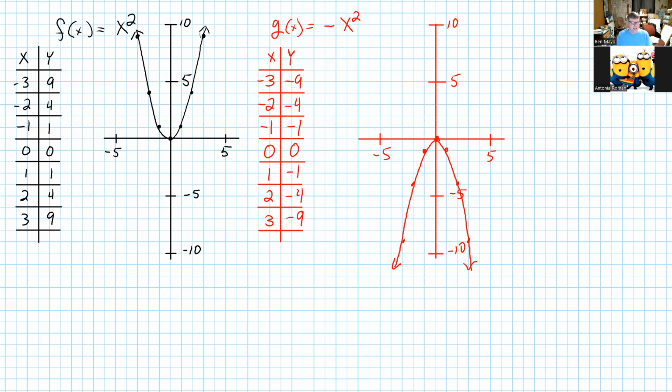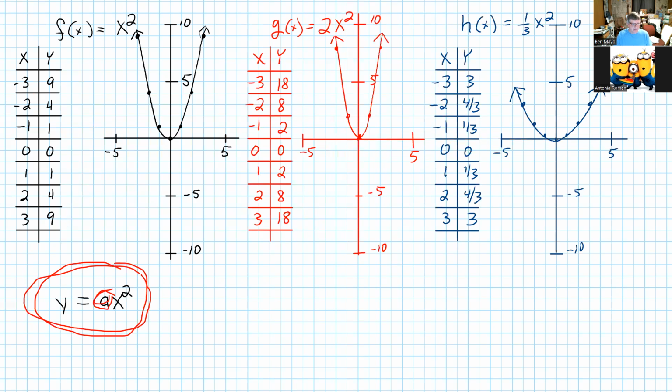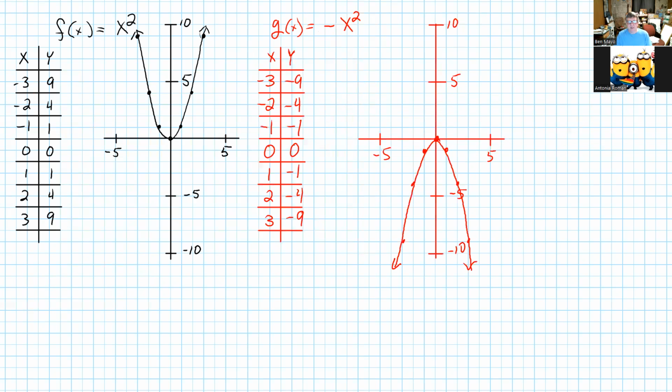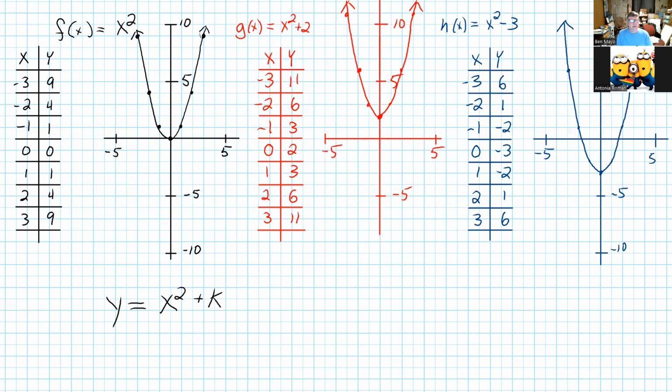So if a is positive, the parabola opens upwards. If a is negative, the parabola opens downwards. All right? Any questions there? Going on. Now we're going to start with f of x equals x squared, or y equals x squared again. But instead of changing a, that coefficient out front, we're going to add a constant term. So it's going to look like this. It's going to be in the form of y equals x squared plus k.